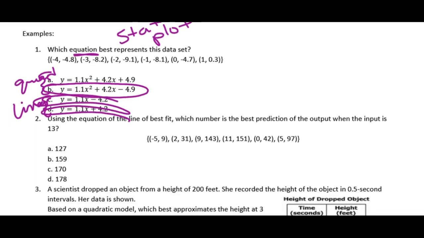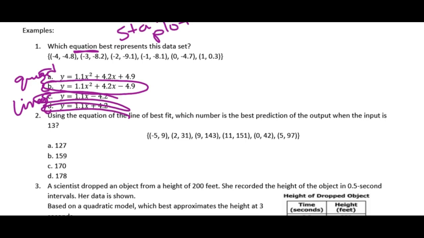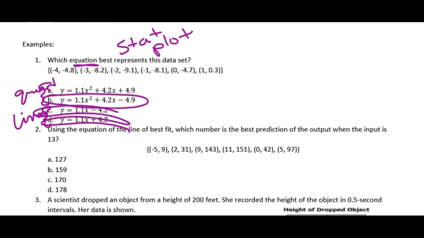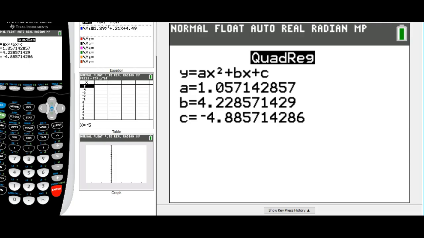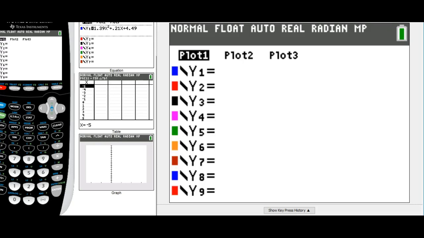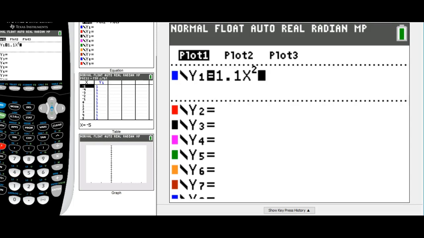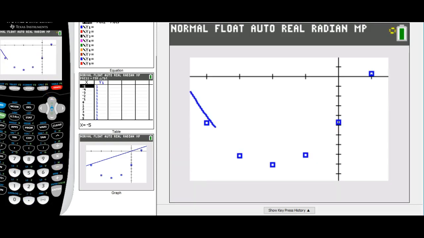And I could check it to see if it fits. You don't necessarily need to do that. We just want to make sure it looks like it would fit. We go to y equals, we type that in, 1.1x squared plus 4.2x minus 4.9, hit graph, and see how it fits. And it fits pretty good. We can see it's almost connecting the dots there. Lovely.